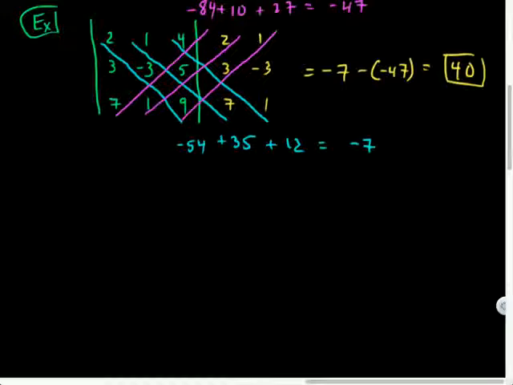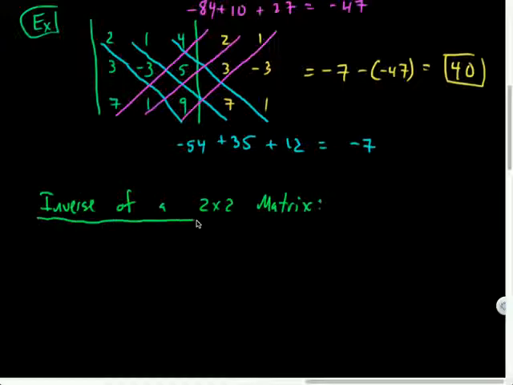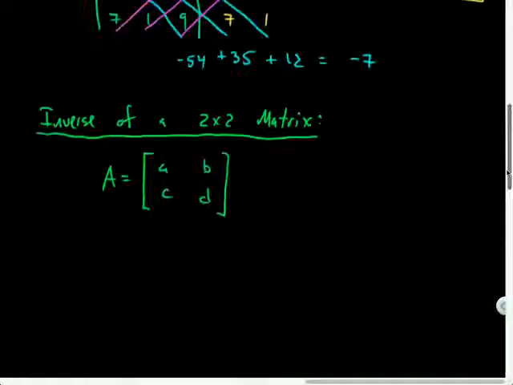So let's talk about inverses now. And we're specifically going to talk about inverses of a 2 by 2 matrix. So if I have matrix A being A, B, C, D again. Your book teaches the same concept, but they just label the little letters differently, but it's the same exact pattern and formula.